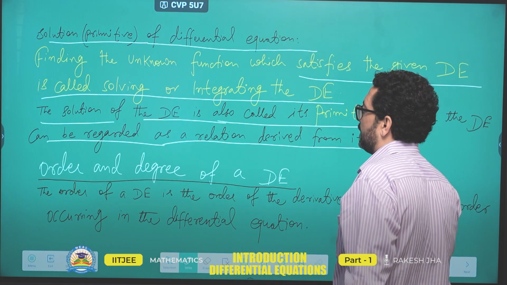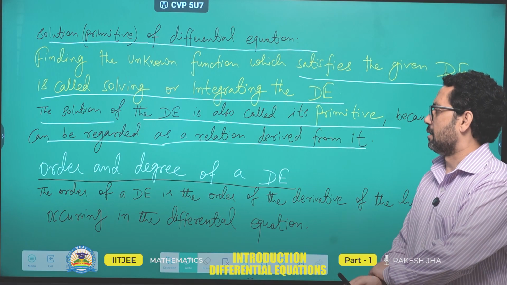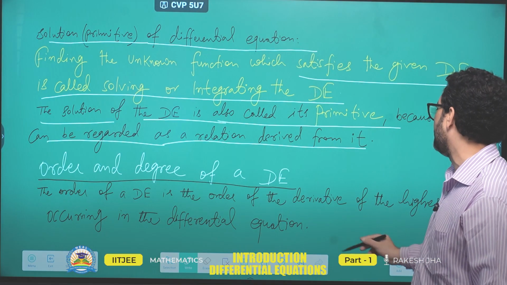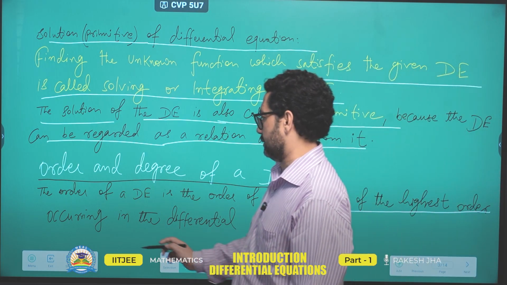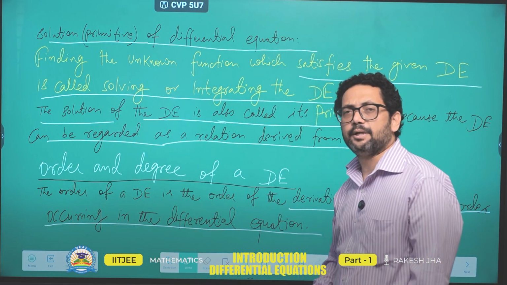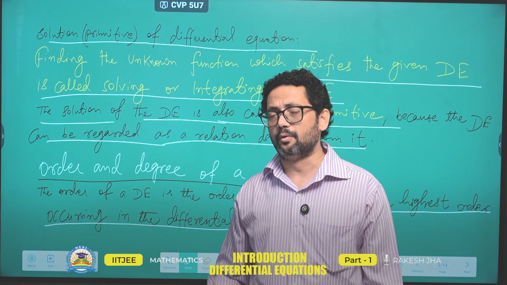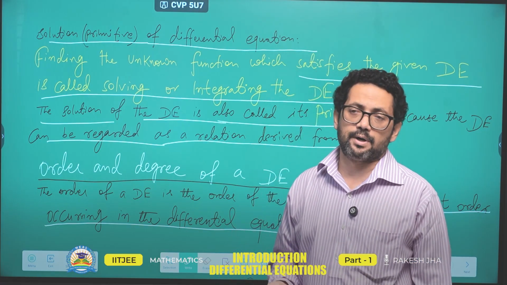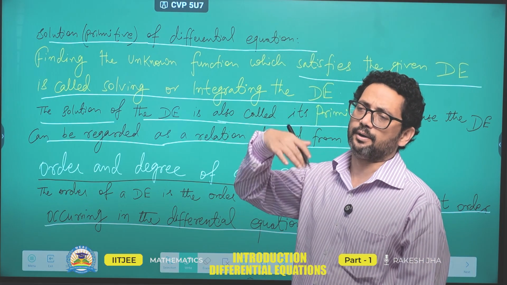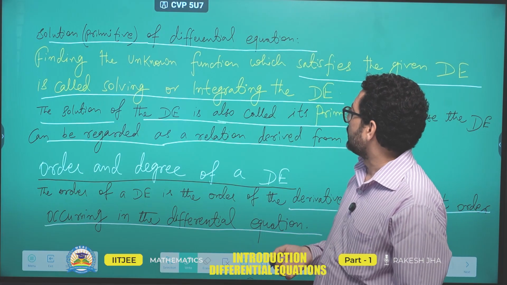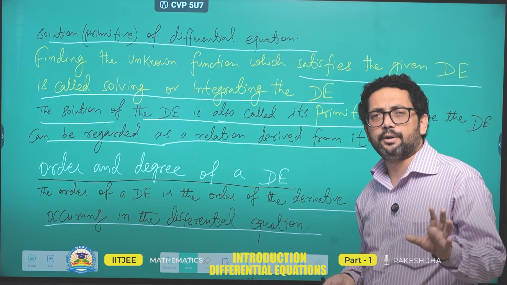So in the previous slide we were discussing order and degree of a differential equation. What is the order of a differential equation? It is the order of the derivative of the highest order occurring in the differential equation. A differential equation can have one or more derivatives, of second order, third order, or any order. Among all those, we have to find the highest order derivative. That would be called the order of the differential equation.